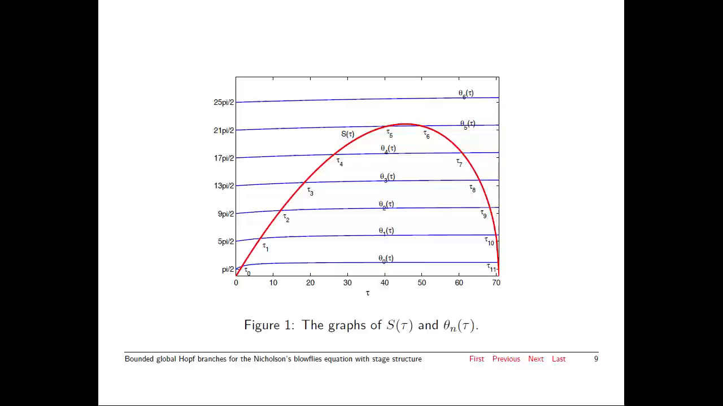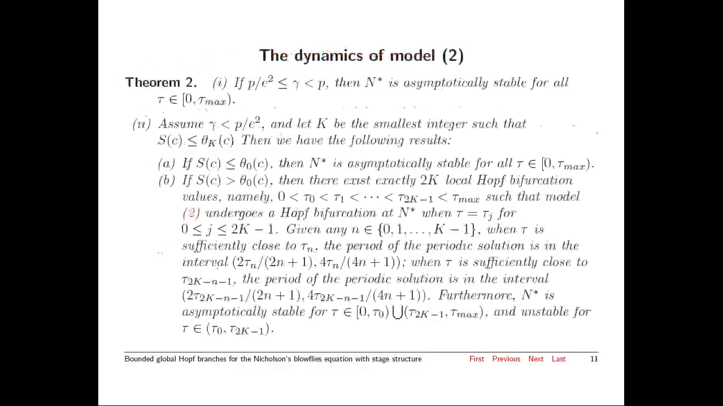The first pair is tau naught, tau 1, the intersection of S and theta naught, and the second pair of Hopf bifurcation values is the intersection of theta 1 and S. Okay. So we got the first result, and then we give the stability of N star and the existence of local Hopf bifurcation for model 2.